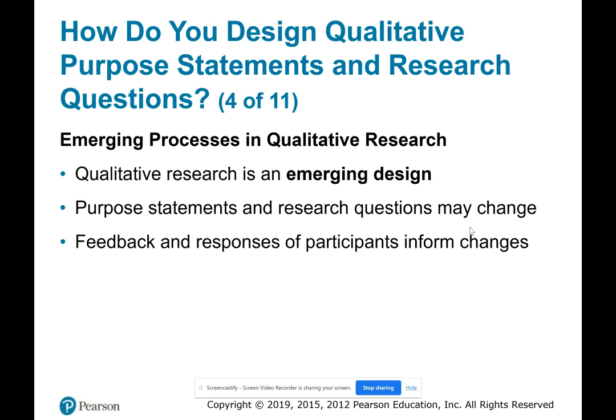An emerging process indicates that the intent or purpose of a study and the questions asked by the researcher may change during the process of inquiry, based on feedback or responses from participants. Questions and purposes may change because the investigator allows the participants to set the direction, and thus learns from the participant's view rather than imposing his or her view on the research situation.